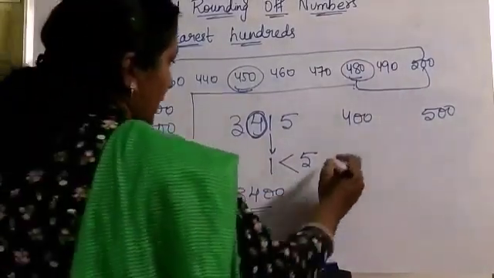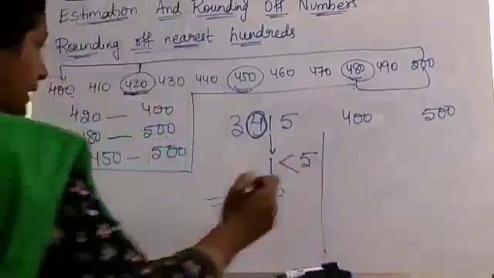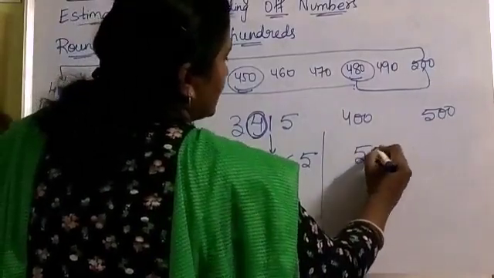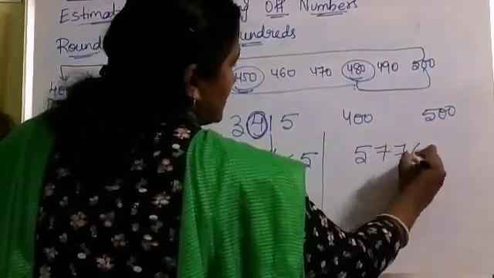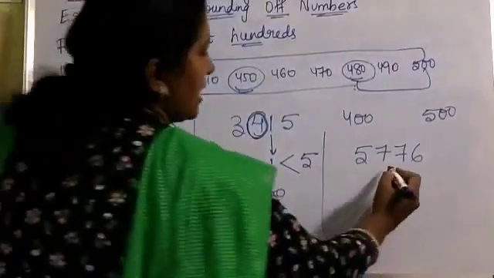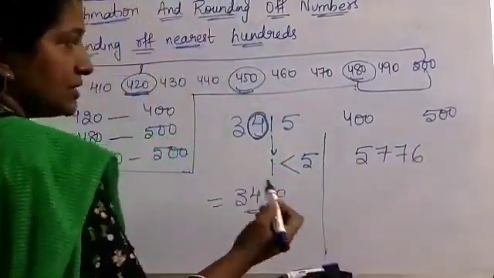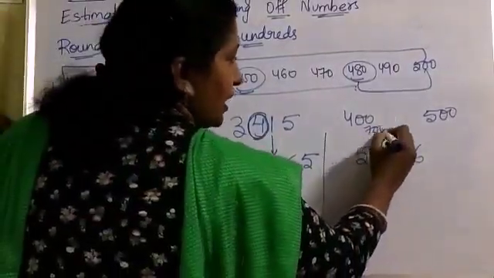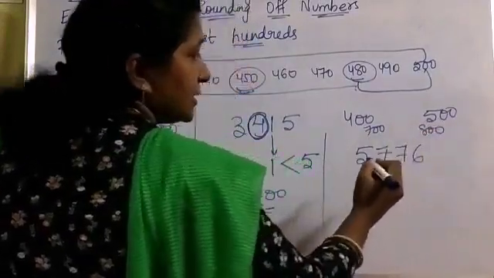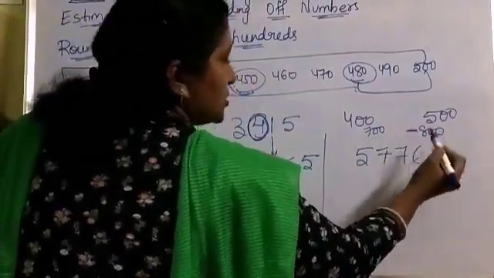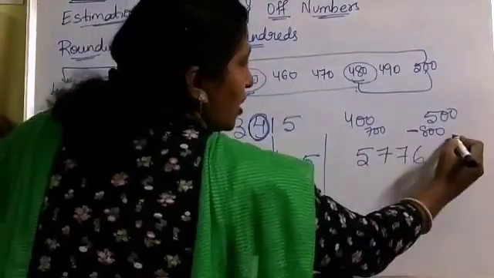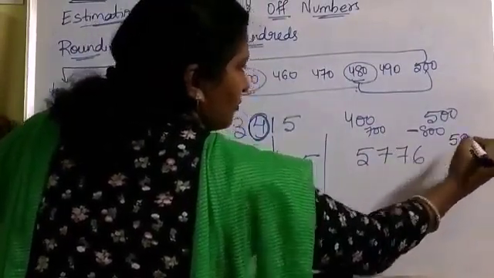One more example I will take, like 5776. Here 776. Is 776 near to 700 or is it near to 800? Yes, it is near to 800. So what is the answer you will get here, children? 5800. We will see in our method.